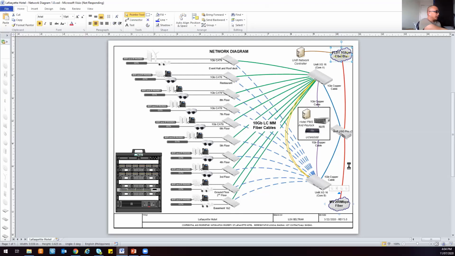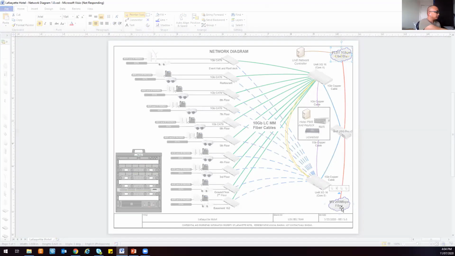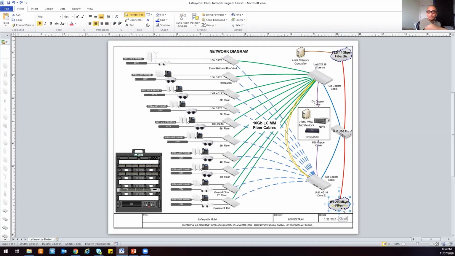Then we're also going to have a secondary internet connection, a 200 Mbps link, for redundancy purposes. And we have our Unifi Network Controller here at the top.